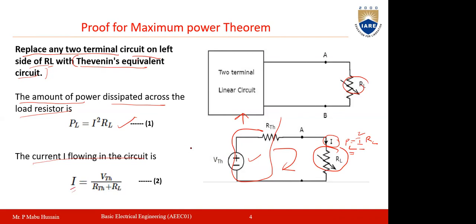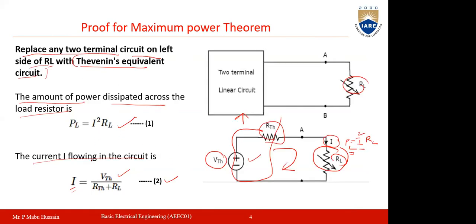So I is equal to the source voltage V Thevenin by total resistance. The total resistance in the circuit is R Thevenin plus load resistance RL. So the total current you determine: total current will be equal to source voltage V Thevenin by R Thevenin plus RL.